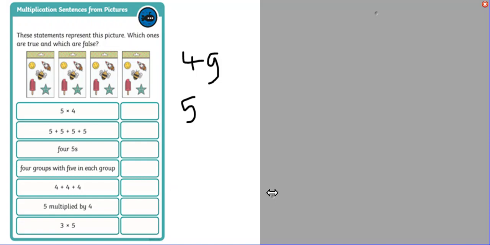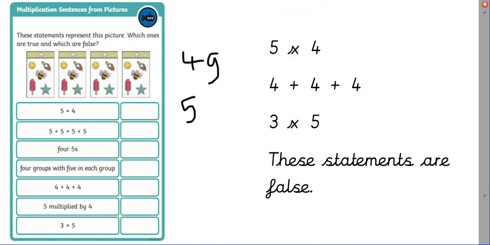Okay, let's have a look then. So, the statements that are false are 5 multiplied by 4, because it's suggesting that you've got 5 groups of 4, okay, where you've got 4 groups of 5. 4 add 4 add 4 is false, because that's saying that you've got 4 in each group, but you haven't, you've got 5 in each group. And 3 multiplied by 5 is false, because that's saying that you've got 3 groups of 5, but you've actually got 4 groups of 5. Well done if you got that one correct.